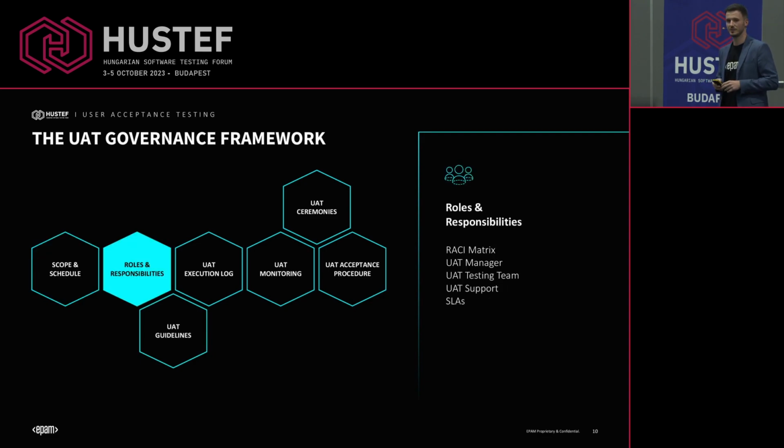Closely connected to this is the definition of roles and responsibilities. Here I would mention the usage of the RACI matrix. The RACI matrix is about listing the activities and marking who is accountable, responsible, consulted, and informed. So it can set the context and the understanding for the whole team.